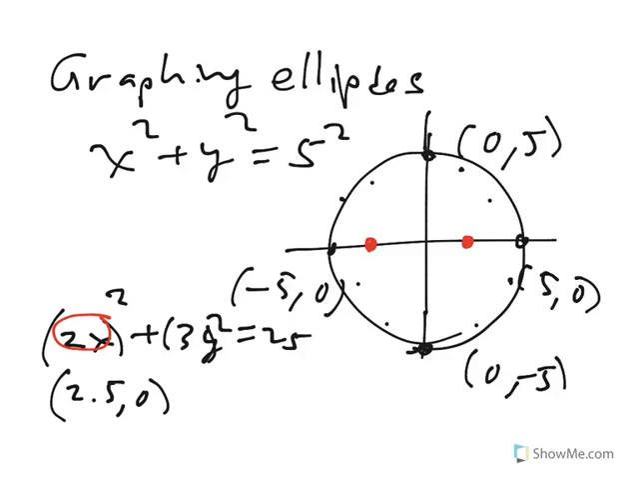On the other hand, if I make x 0, I'd have to make y 5 over 3, which is about 1.6. So (0, 1.6) and (0, -1.6). So now the graph of the solution set is no longer a circle, but it's this shape, which is called an ellipse.